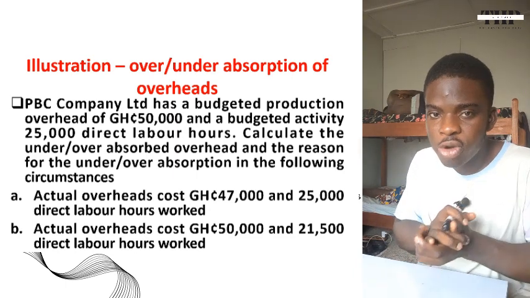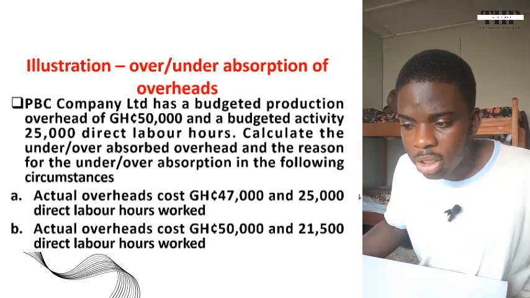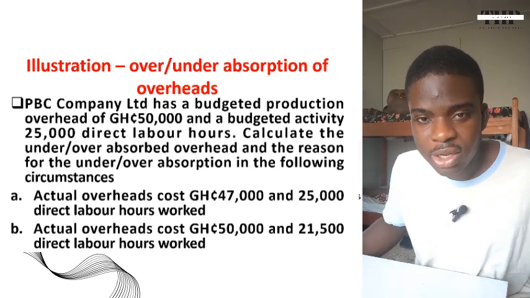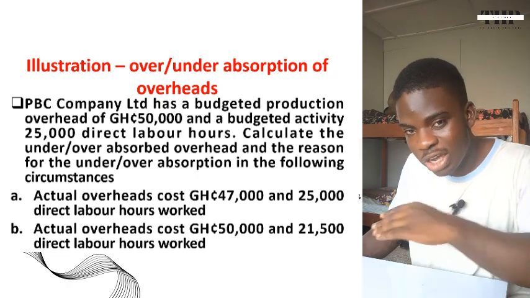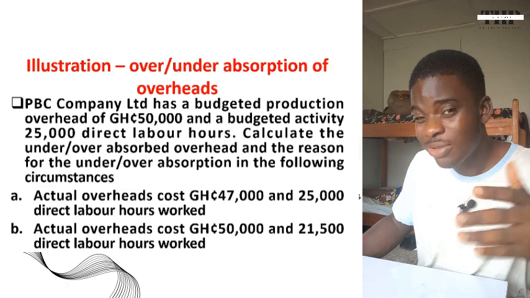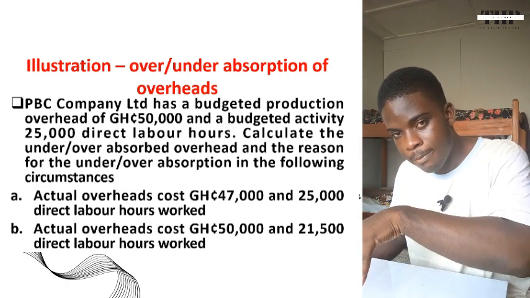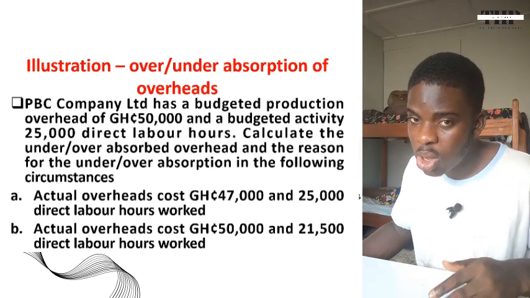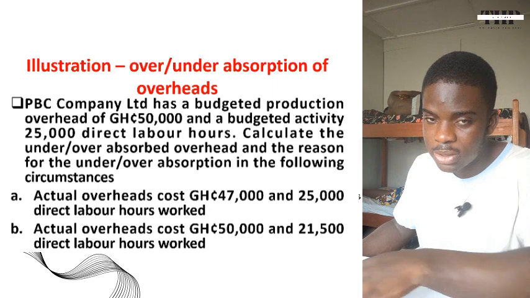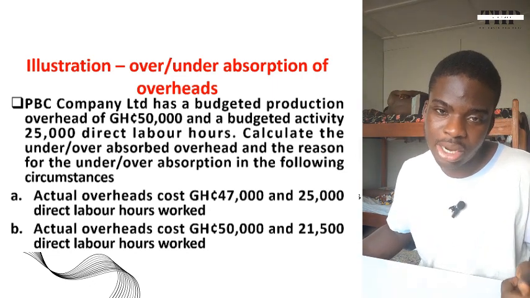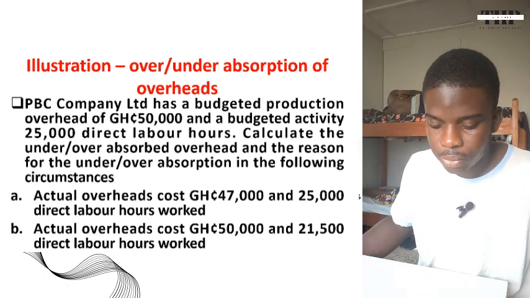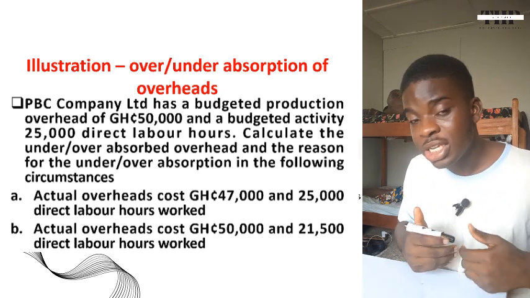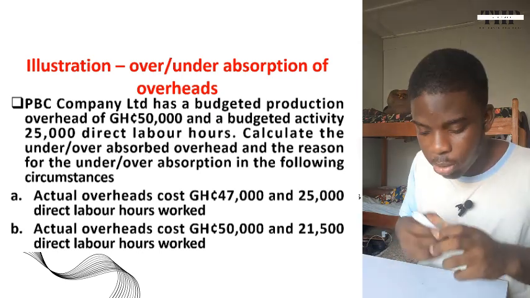Now, in determining the under or over absorption, it gets tricky most of the times. And one way to distinguish it that I was taught is, when the budgeted overhead is greater than the actual overhead, or when the budgeted activity level is greater than the actual activity level, we call that under absorption. So you see, it's like the opposite. When the budgeted is greater, there's under absorption, right? And when the actual is greater than the budgeted, that's when we call it over absorption. I know it's very confusing, but that's how it was explained to me, and that's what works in the exams. So keep that in mind.